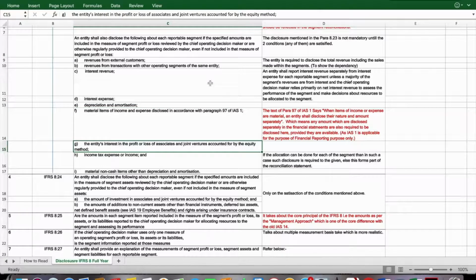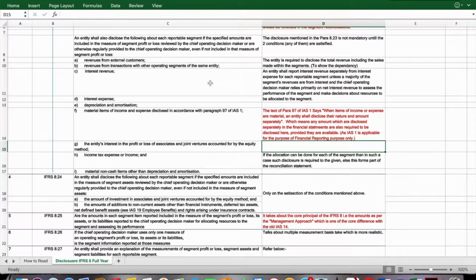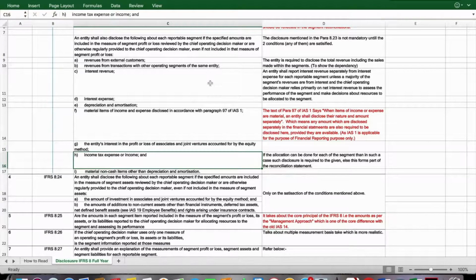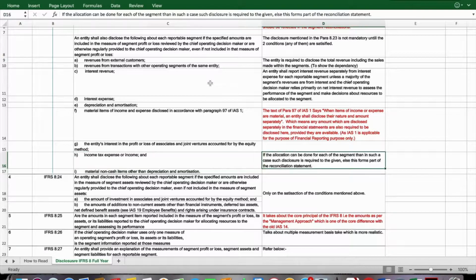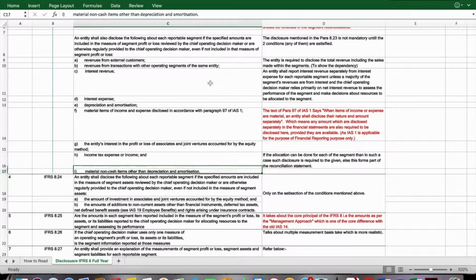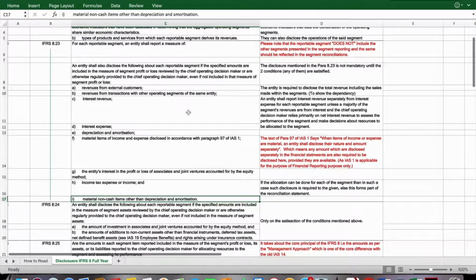And in respect of the entity's interest in profit or loss from associates and joint ventures when you're using the equity method, and income tax expense. Income tax expense can be disclosed in the segment reporting when we are able to identify it separately for each and every segment, and any non-cash items apart from depreciation and amortization, because we have already covered that in point number E.